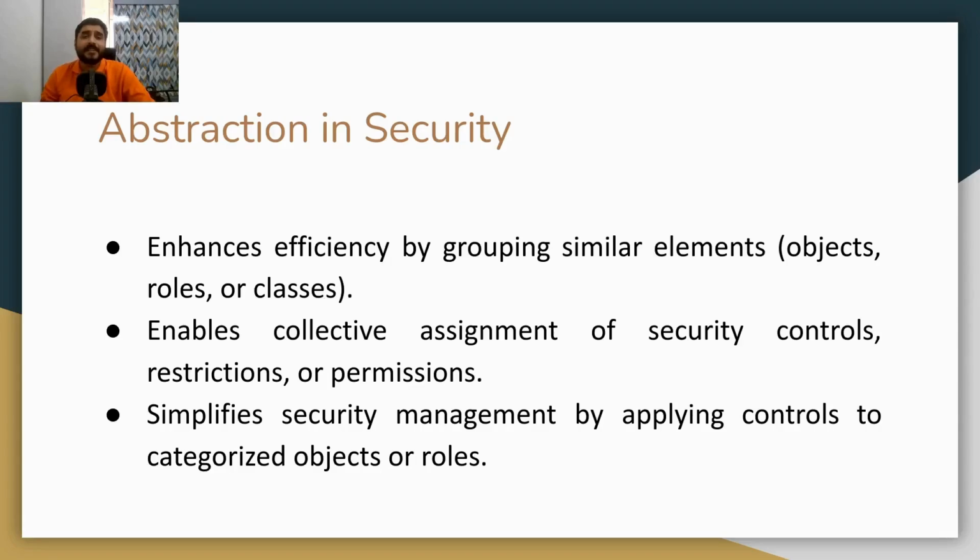If you see abstraction in security, the main motto of having abstraction is to bring efficiency in the implementation of security very easily. Enhance efficiency by the concept of grouping similar elements together. Let's say you have certain objects, subjects or classes, but they have the same concept, the same characteristics and the same behavior. Then bring those objects together such that management of those objects gets easier. So the fundamental idea of abstraction is grouping similar elements. When we bring similar elements together, managing them together becomes much easier.